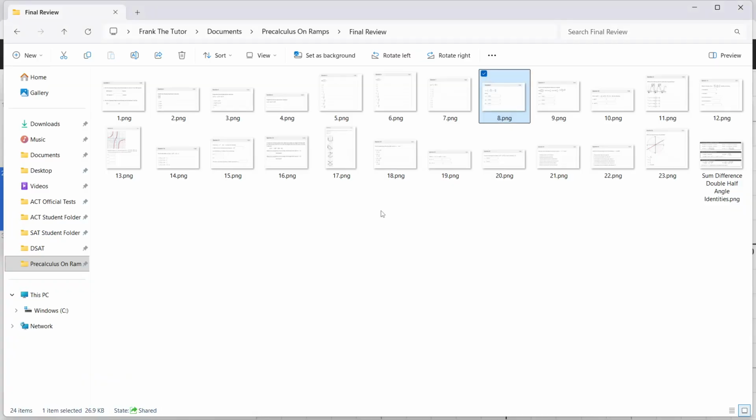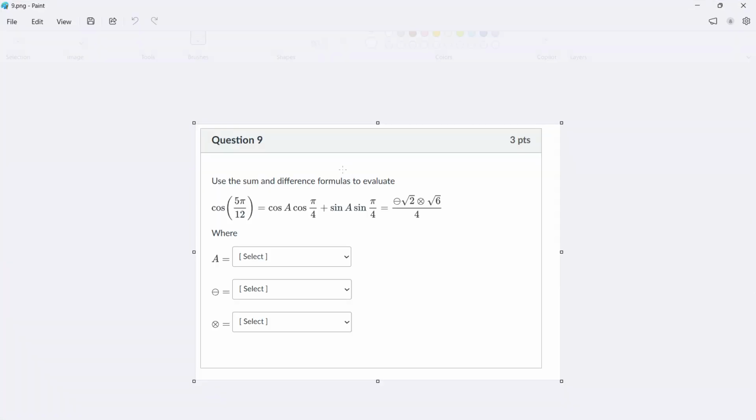You cannot cheat on homework and reviews. You're trying to get things right.